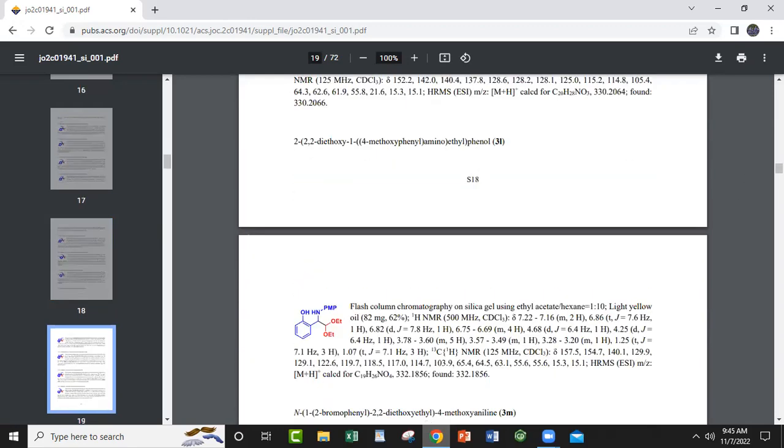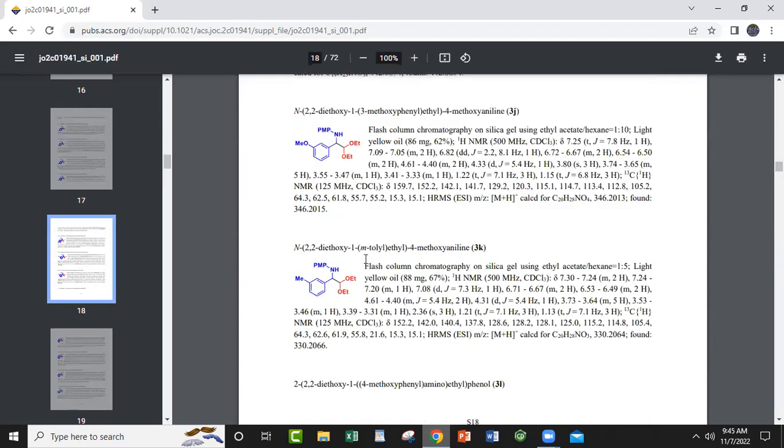Every compound you make has to be characterized in this way. So you have to tell how you purified it. In this case, they used column chromatography on silica gel. And you have to give the description. So it says a light yellow oil, right? 88 milligrams, so 67% yield.